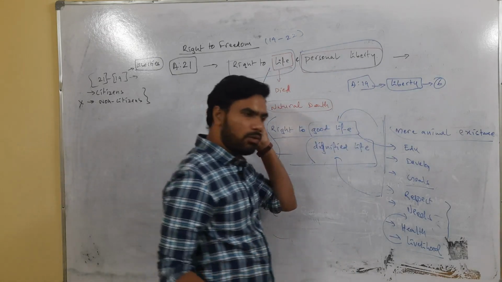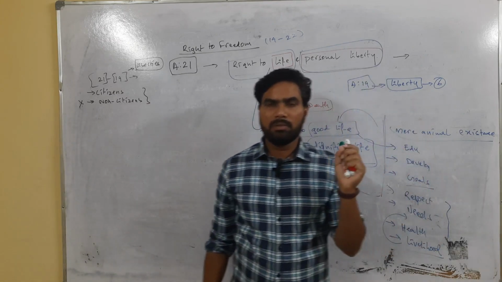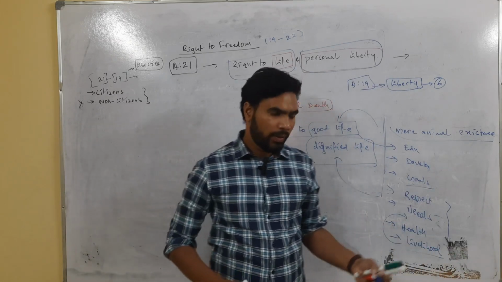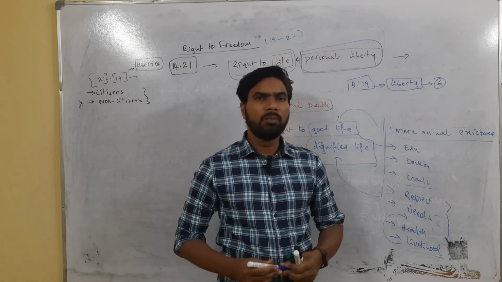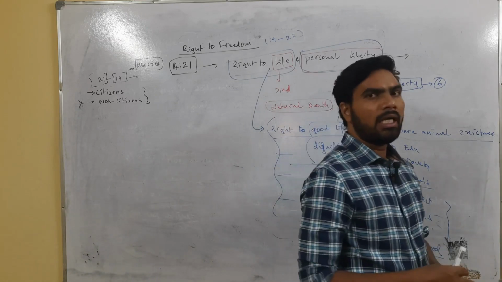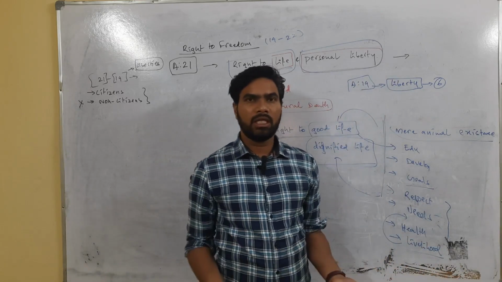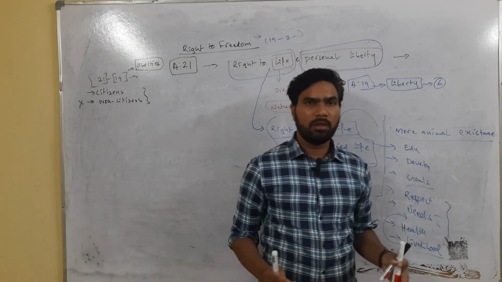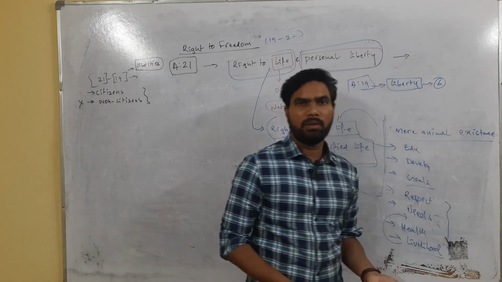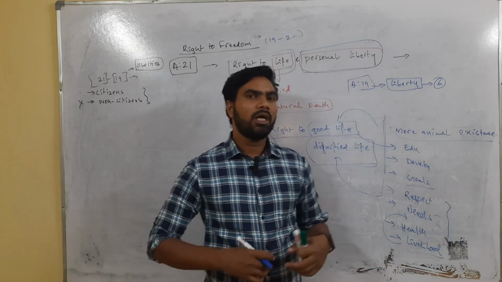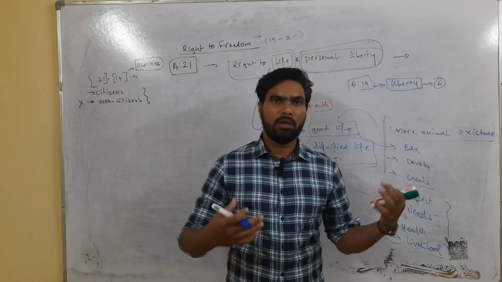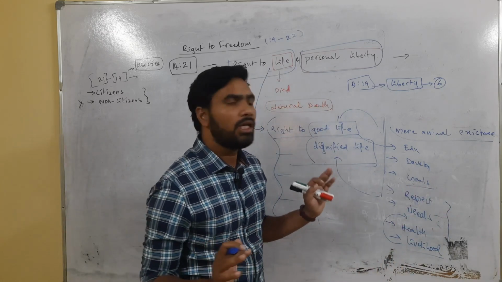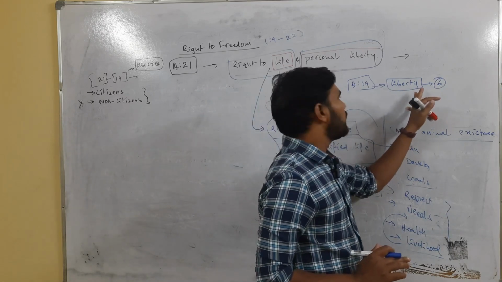We have seen that right to freedom of speech and expression is the first liberty. Right to assemble, second liberty. Right to association, third liberty. Then right to movement across the territory of India, that is the fourth liberty. Right to settlement, that is the fifth liberty. And the sixth liberty is the right to take up any profession, trade or business in any part of India. These are the six freedoms guaranteed to the citizens under Article 19.